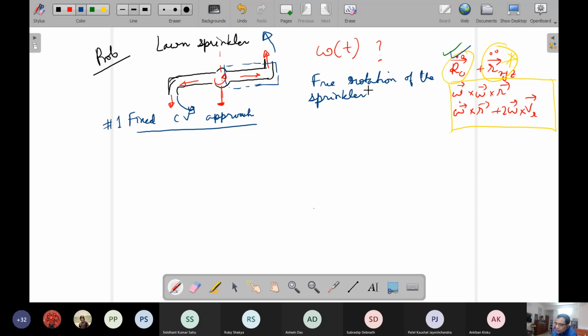So free rotation of the sprinkler means that there is absolutely no frictional torque at the pivot, and that is enabling a free rotation. So once you have this free rotation of the sprinkler, you can well imagine the resultant moment of whatever the force, torque, etc.